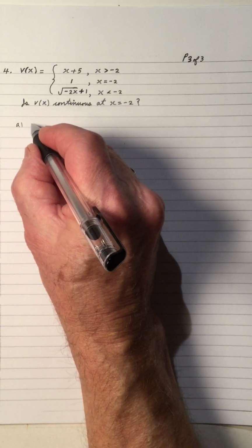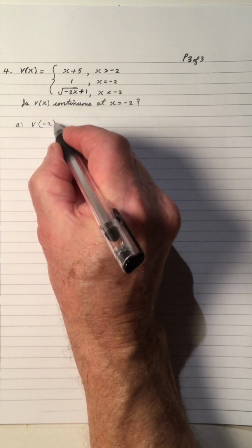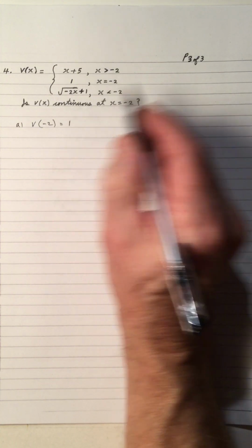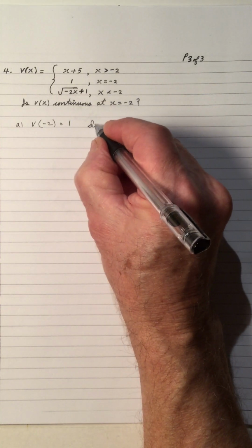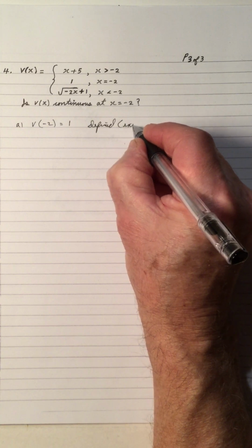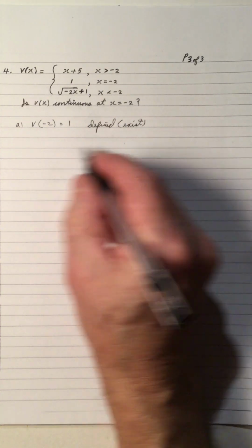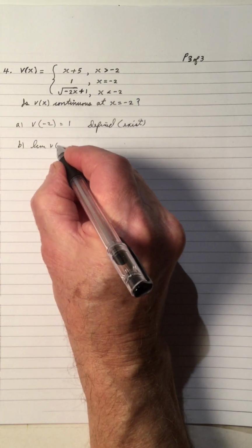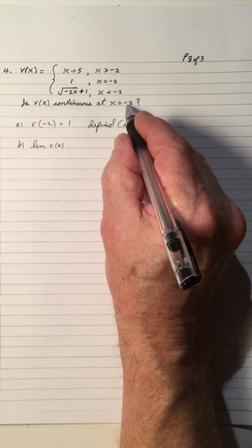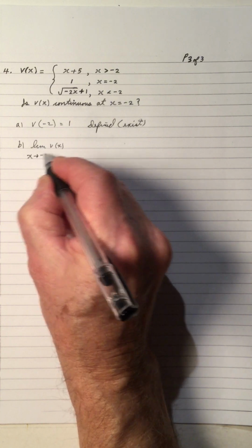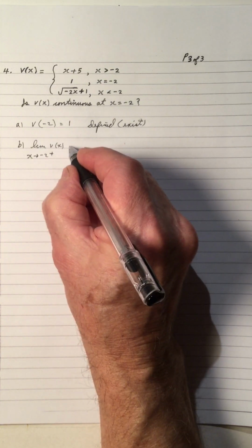So A, v of -2. So v of -2 is here, so that means we got a 1. So it's defined. Because it's defined, it means the limit exists. Now let's look at the limit of v of x as x is approaching -2. Let's go with the right side again.